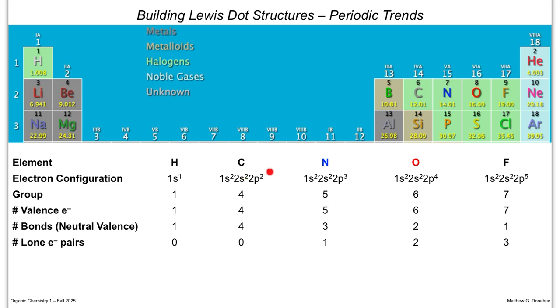The 2s2 and the 2p2, those are the valence electrons. That's 4 electrons. Those are the electrons that are used in bonding. So 4 electrons, carbon forms 4 bonds.